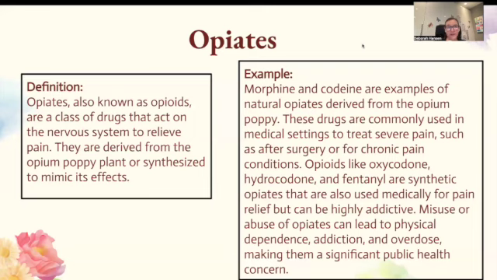cancer. Opiates. Opiates are also known as opioids. They're a class of drugs that act on the nervous system to relieve pain. They're derived from the opium poppy plant or synthesized to mimic its effects. Morphine and codeine are examples of natural opiates derived from the opium poppy. These drugs are commonly used in medical settings to treat severe pain, such as after surgery or for chronic pain conditions. Opioids like oxycodone, hydrocodone, and fentanyl are synthetic opiates that are also used medically for pain relief, but can be very highly addictive. Misuse or abuse of opiates can lead to physical dependence, addiction, and overdose, making them a significant public health concern.